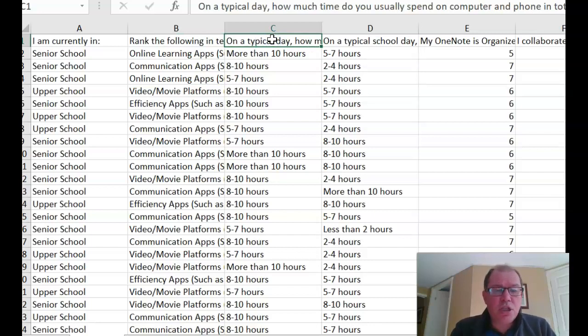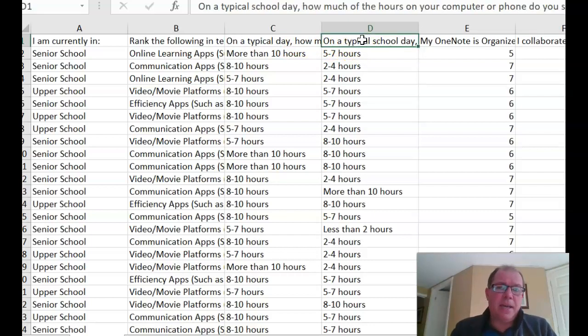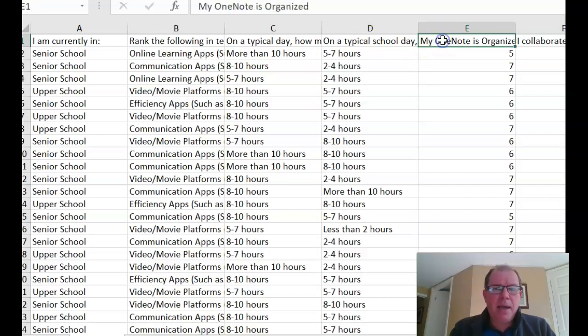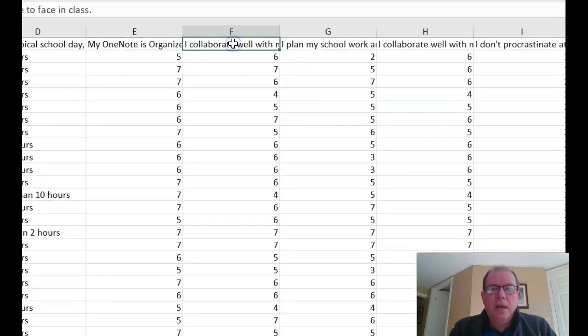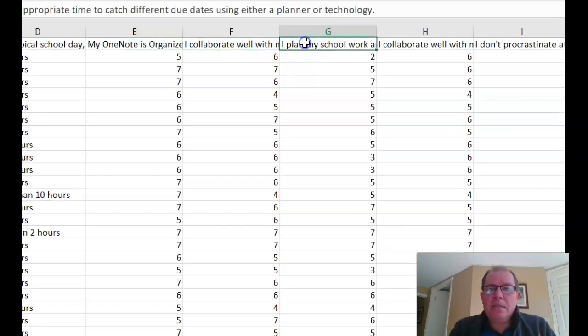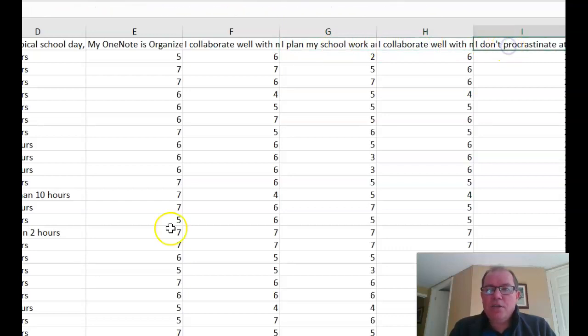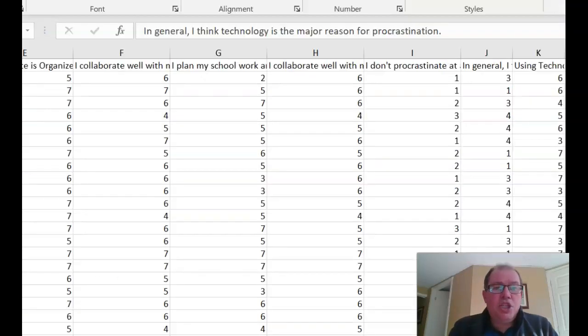Now, if she wanted, she could turn that into numerical data rather than categorical by taking the mid values and thinking about what to do with the end points. That depends what you want to do. The same with the next question, how long do they spend on their computer and phone on learning? Then they've got my OneNote is organized. I collaborate well with my peers. I plan my schoolwork. Another collaboration one, I don't procrastinate. In general, I think technology is the major reason for procrastination.